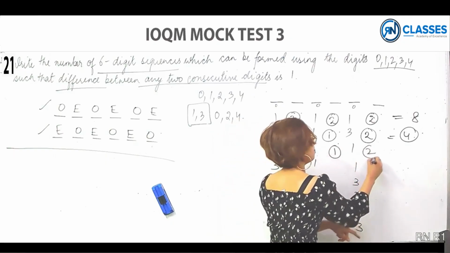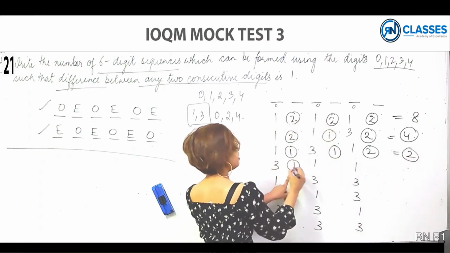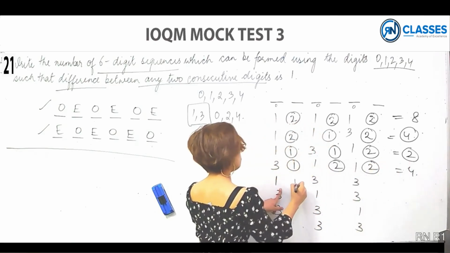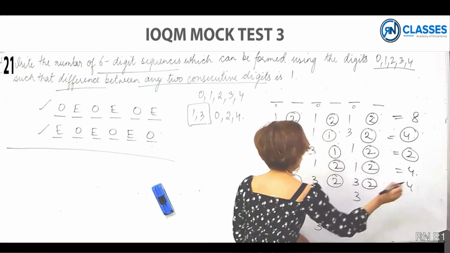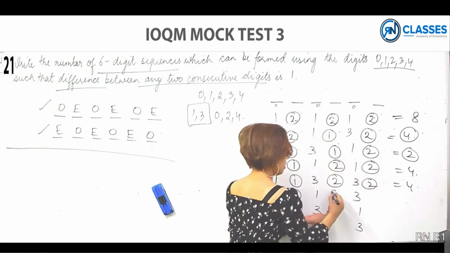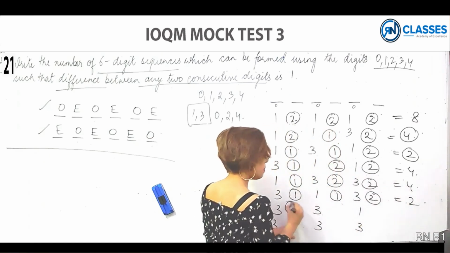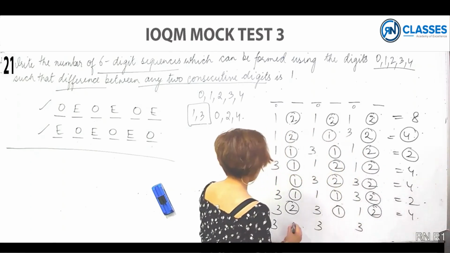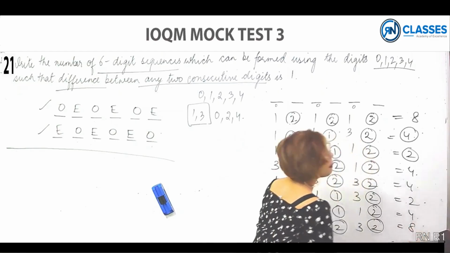Then 2 choices. Right? Then just one possibility, 2 possibilities, 2 possibilities. That's 4. Then 1 possibility, 1 possibility, 2 possibilities, that is 2. Then 2 possibilities, 1 possibility, 2 possibilities, that is 4. Then 2 possibilities, 2 possibilities, 2 possibilities, which is 8.